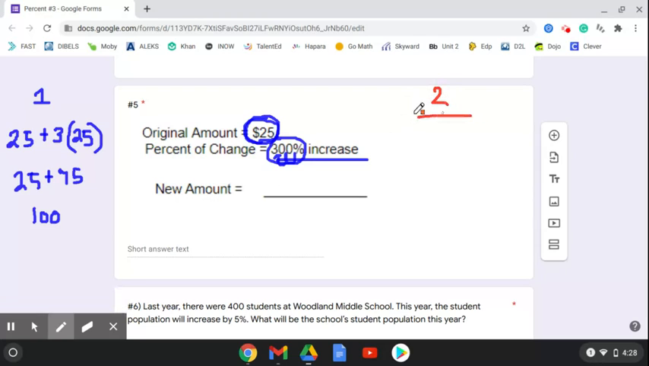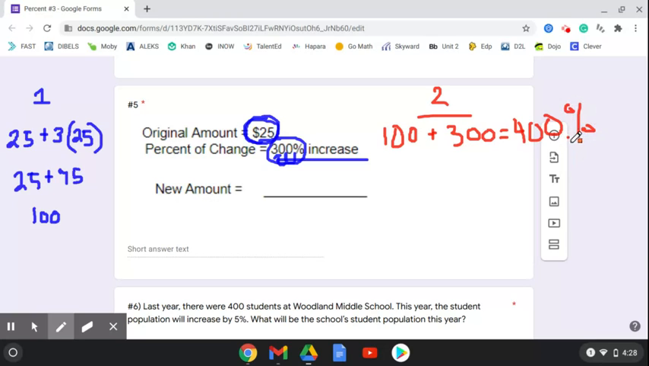The second way you could do it, as I've been showing you, is start with 100%, which is all of the original amount. I'm increasing this by 300%. So I'm going to add on 300% to 100%. I know 100% plus 300% is 400%. Okay, it's 400%. And what is 400% as a decimal?